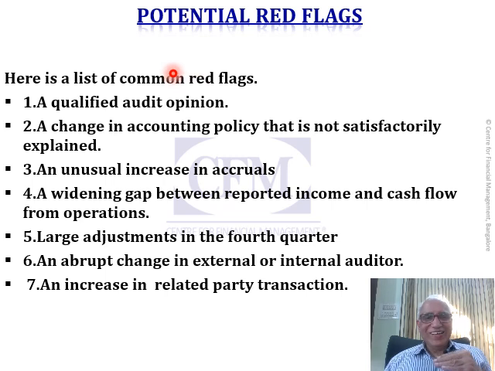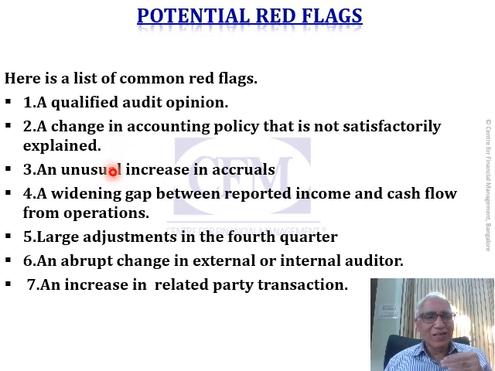Potential red flags. As an analyst, you should learn to identify potential red flags. Here is a list of common red flags. 1. A qualified audit opinion. If there is a qualification in the audit report, prima facie, it suggests a weakness. 2. A change in accounting policy that is not satisfactorily explained. When a firm changes its accounting policy, it has to offer an explanation. If the explanation is not satisfactory, it suggests that there is some kind of manipulation.